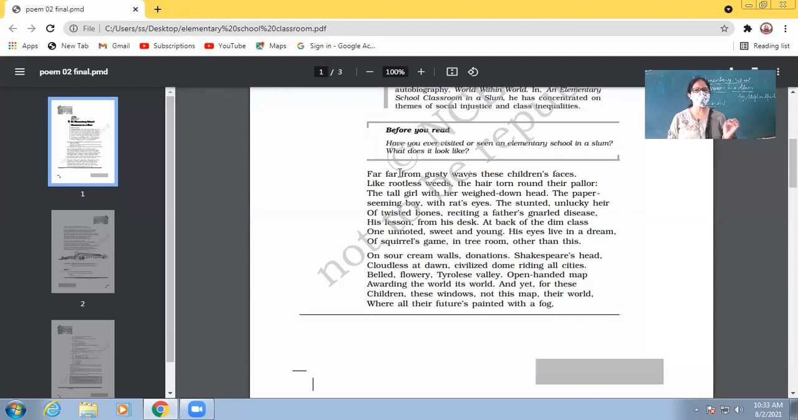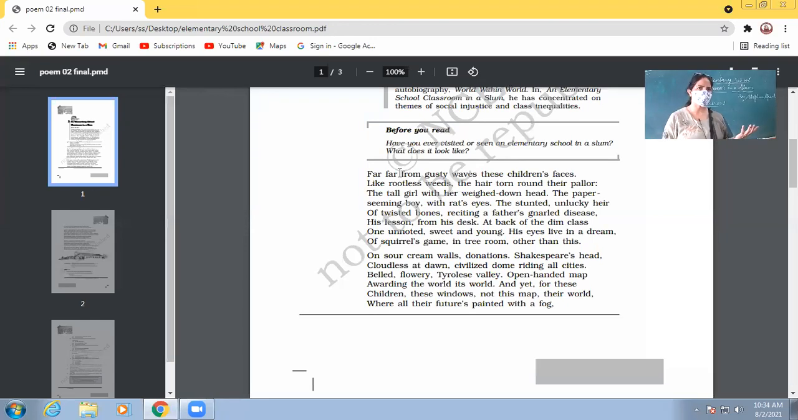At the back of the dim class, one unnoted, sweet and young. So apart from those children which we have talked about, there is one more child who is sitting at the end of this dim class. What is a dim class? The class which is not well lit. Okay, no proper light. So this class has no proper ventilation.